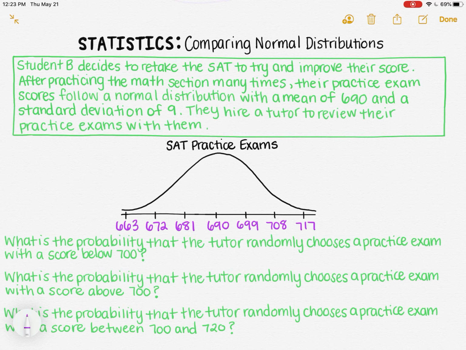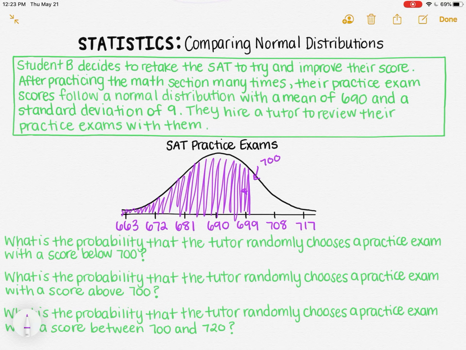So my first question is, what is the probability that the tutor randomly chooses a practice exam with a score below 700? Well, first, let me find out where 700 is on my curve. Well, it's a little above 699, very close, but a little above. This is the score of 700. And I want to know the probability that they choose a practice exam below 700. So that means I'm looking for the percentage of the students' practice exams that are to the left of 700 under this curve.